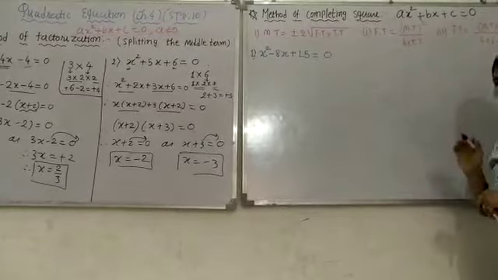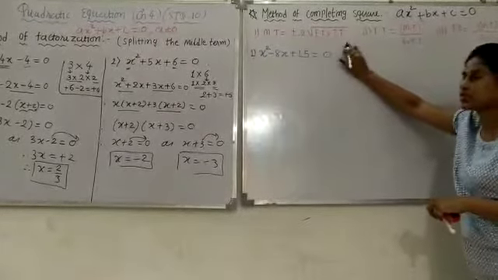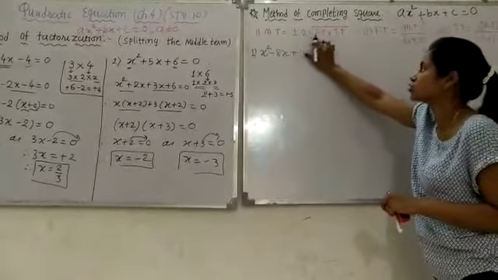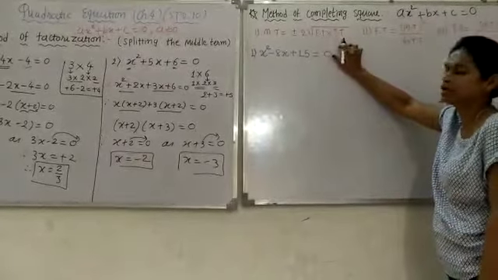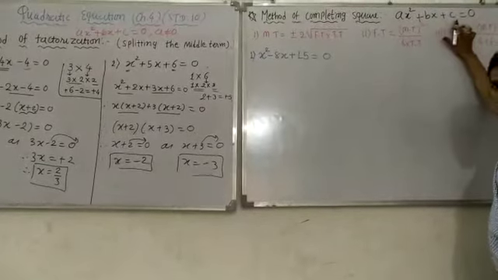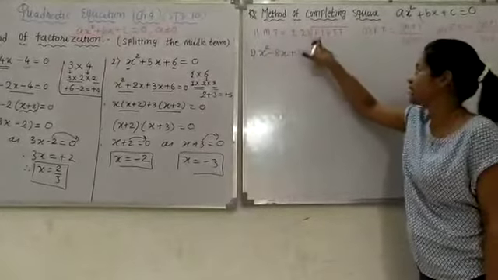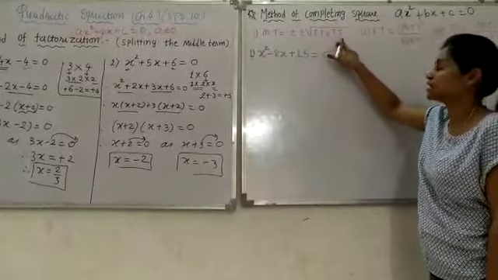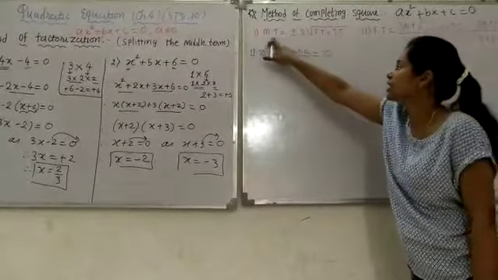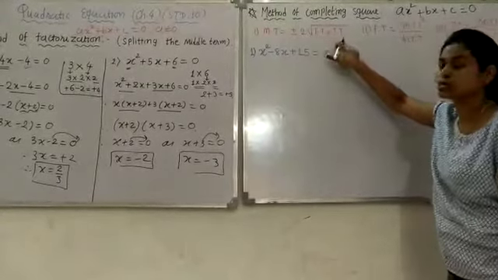So whenever you want to adjust the middle term, you should apply this formula: plus or minus 2 square root of first term into third term. This is the first term, this is the middle term and this is the third term. So MT means middle term, FT means first term and TT means third term. So to adjust the middle term, it is plus or minus 2 square root of first term into third term.